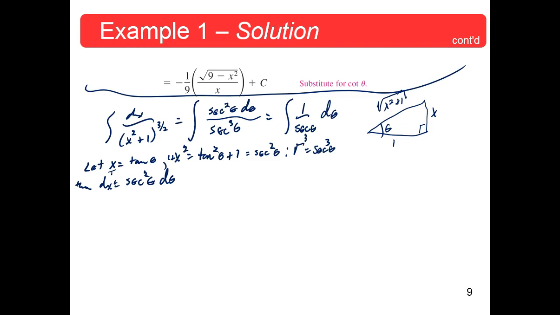Reciprocal identity. What is secant theta? 1 over cosine. So since it's in the denominator, cosine will be in the numerator, and I think even I can do that one. The integral of cosine theta d theta. What would that be? Sine theta. What else? It'll have a plus c in it. Let's just wait a little bit and do that.